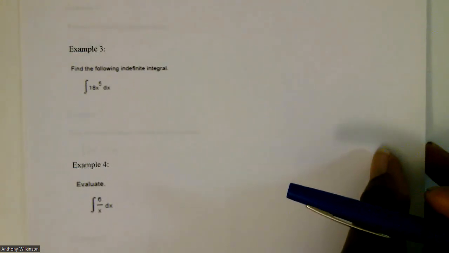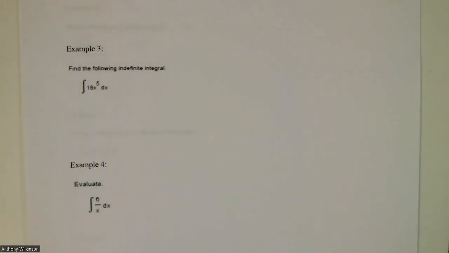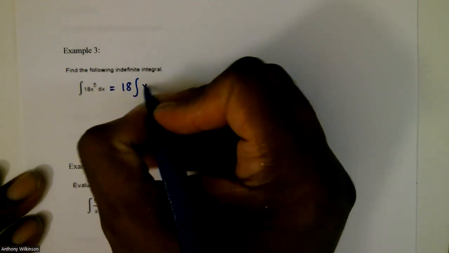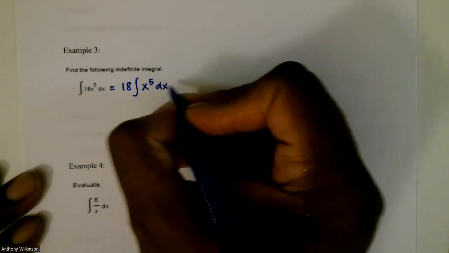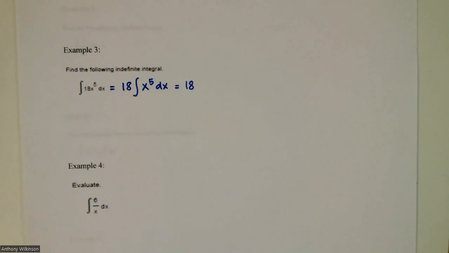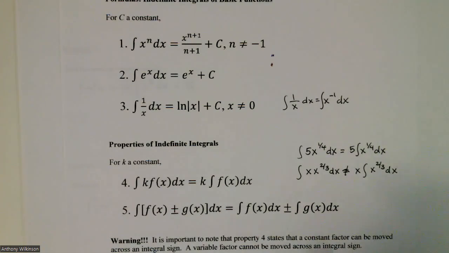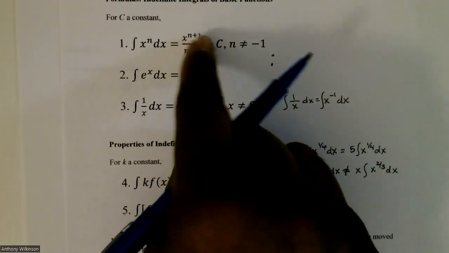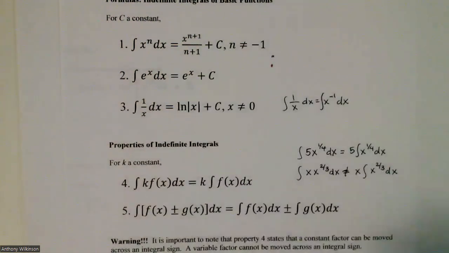Okay, here's example 3. Say we want to find this indefinite integral, the integral of 18x to the 5th dx. Well, notice I have the constant in front of x to the 5th, that's the 18. I can pull that across the integral sign. So it'd be 18 times the integral of x to the 5th dx. Now I'm going to bring the 18 over, and here I'm going to use that power rule, which was, in this case, rule number 1, right here. By adding 1 to the exponent, dividing it by that new exponent.